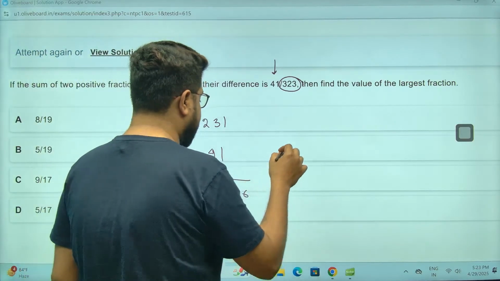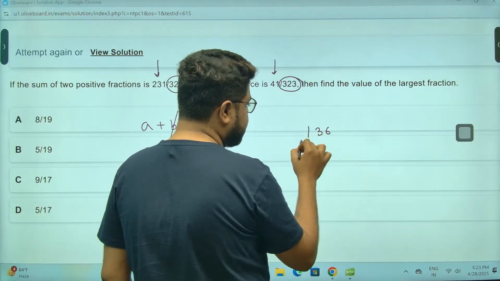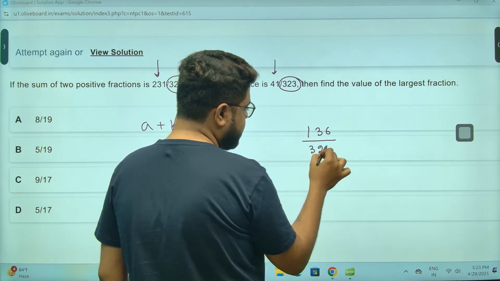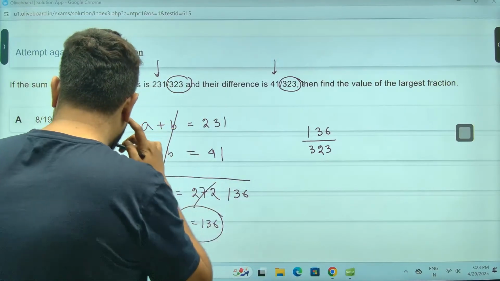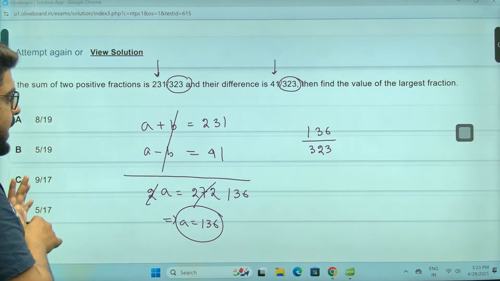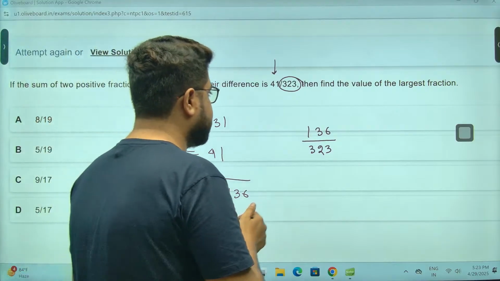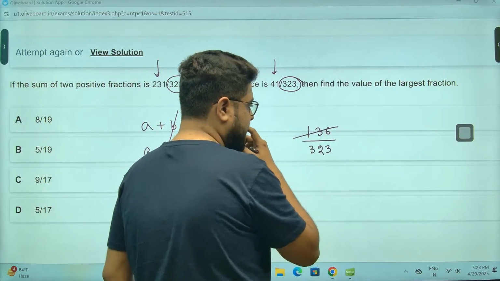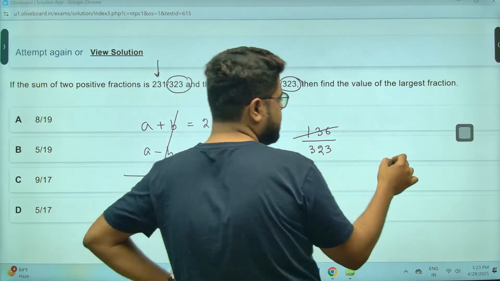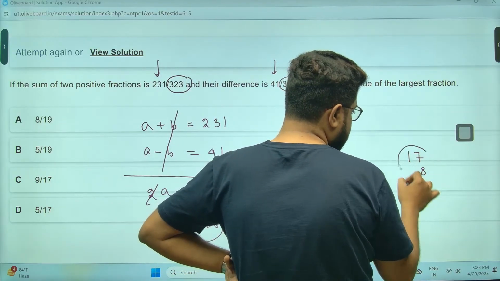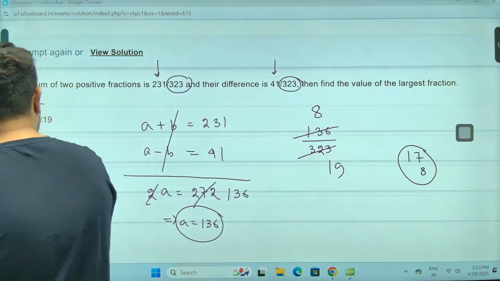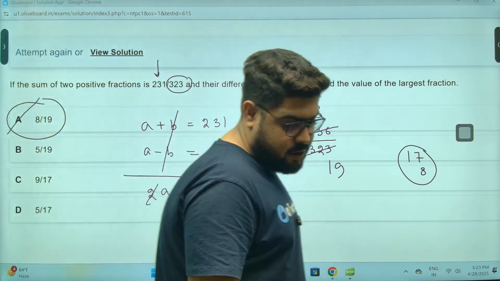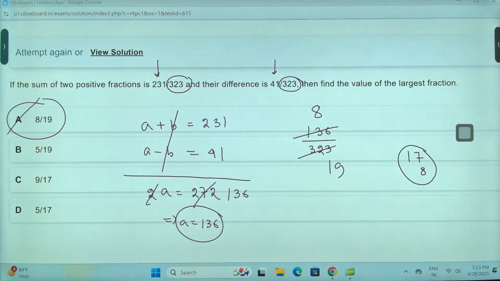So the larger fraction will be 136 divided by 323. Calculation: 323, 19 and 17. Let's check once, 17 times 19. Sorry, 8 by this is 19. Done, sir. Option A is your correct answer.